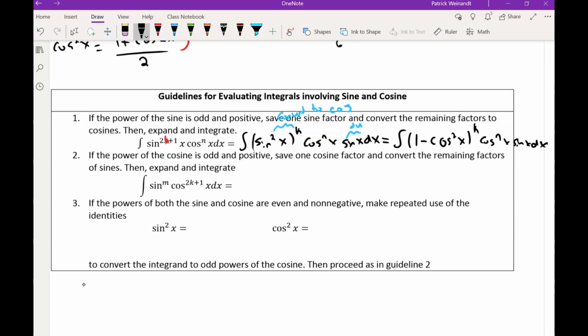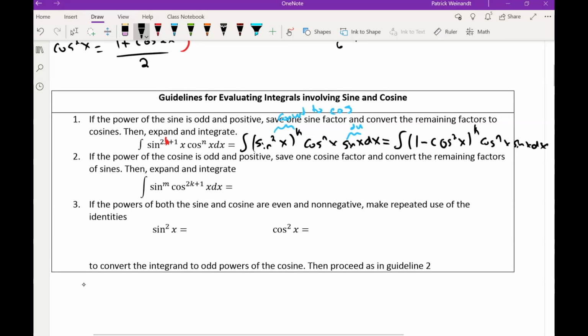However, if the power of cosine is odd, so basically the same case but with cosine, if the power of cosine is odd and positive, we want to save one cosine factor, then convert the remaining factors to be in terms of sines, then expand and integrate. So sine to the m times cosine to the 2k plus 1. Now our exponent for cosine is odd and positive.